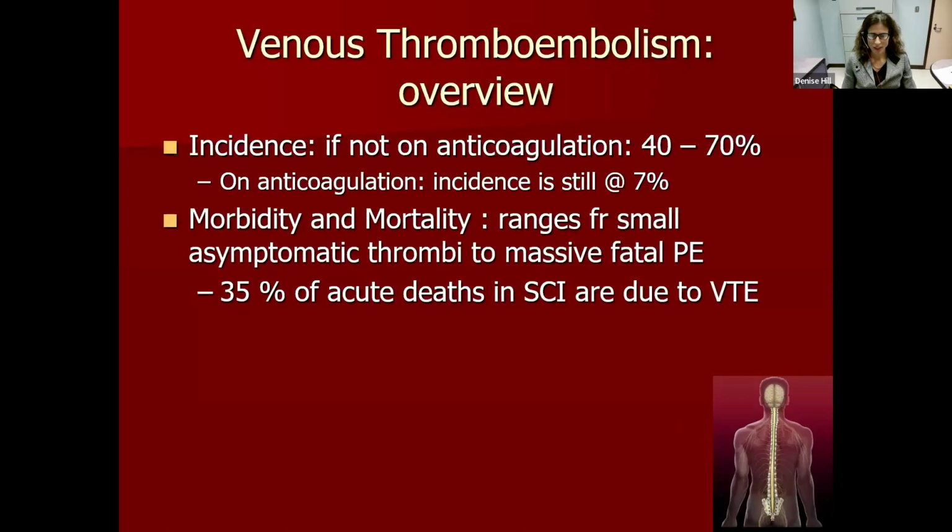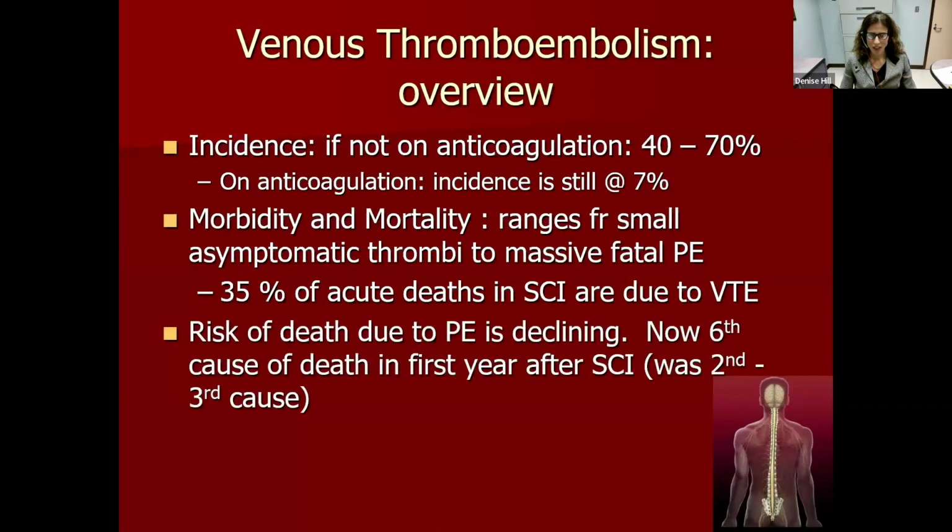So sometimes there isn't a lot of morbidity or mortality. There can be just small asymptomatic thrombi, but it can range all the way up to a massive fatal PE. And 35% of acute deaths in SCI are still believed to be due to VTE. And the risk of death, fortunately, due to PE is declining. It's the sixth cause of death in the first year after SCI. It was the second to third cause 10 to 20 years ago, but that has improved.